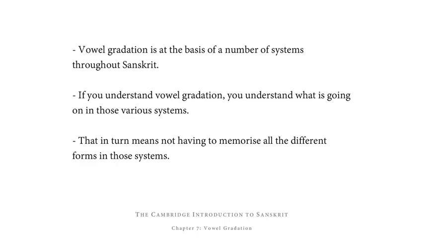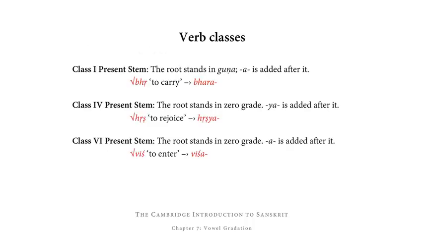What we will be looking at from now on is these various systems in which vowel gradation plays a role. First of all, among those systems are the verb classes that we've already looked at, class 1, class 4, and class 6. When we looked at them in chapter 3, basically we had this mysterious rule: an a is added in front of the zero grade vowel and an a is added behind it. Now we can see that this is part of a larger system, and if we understand the concepts of guna and vriddhi, we can use those to state the rules for how to form class 1, class 4, class 6 present tense stems much more easily.